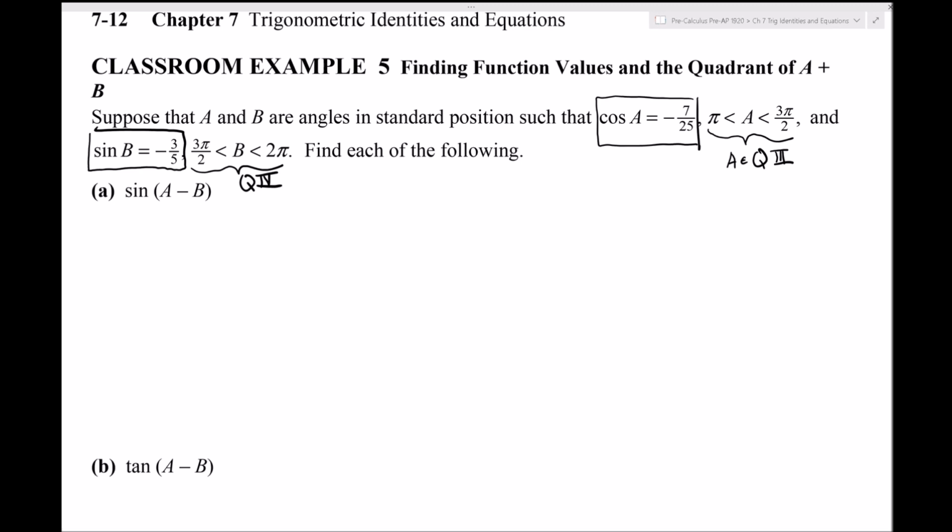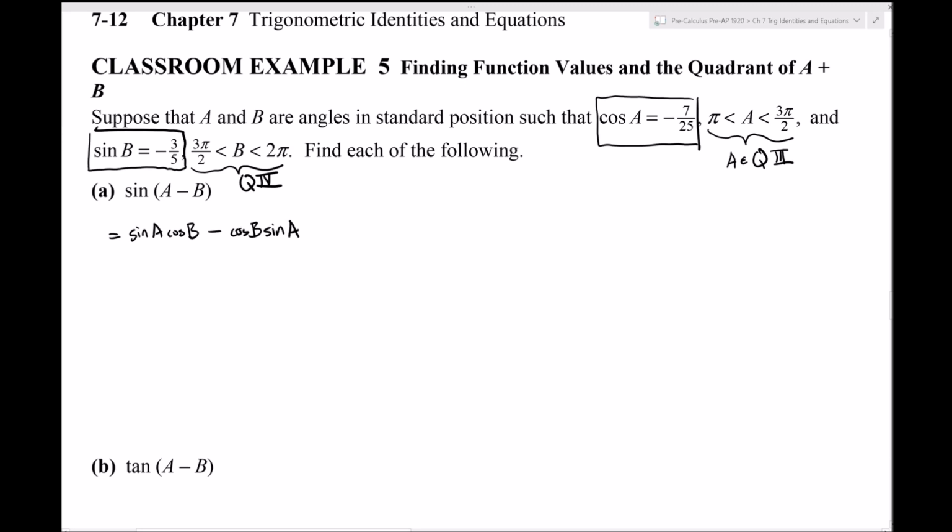And with those two bits of information, find sine of A minus B, and then so on, tangent of A minus B, and then the quadrant of A minus B. So then I got to figure that out. So for now, let's ignore what they gave us. And I know how to do this. Sine of A minus B, that's just a formula. Sine of A, cosine B, keep the sine, cosine B, sine A.